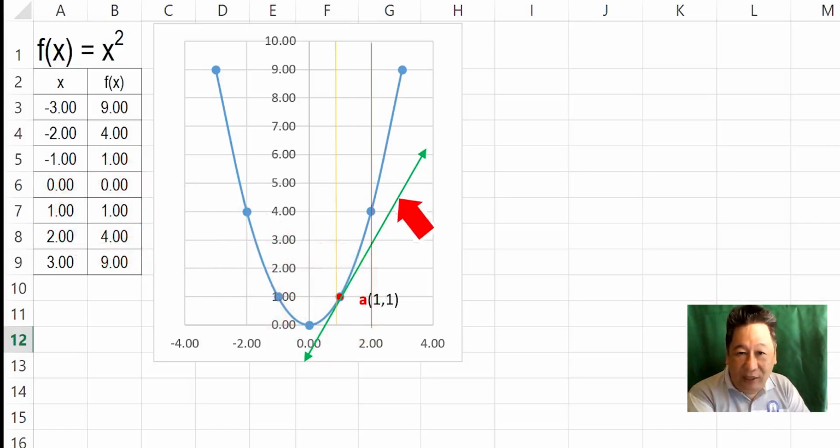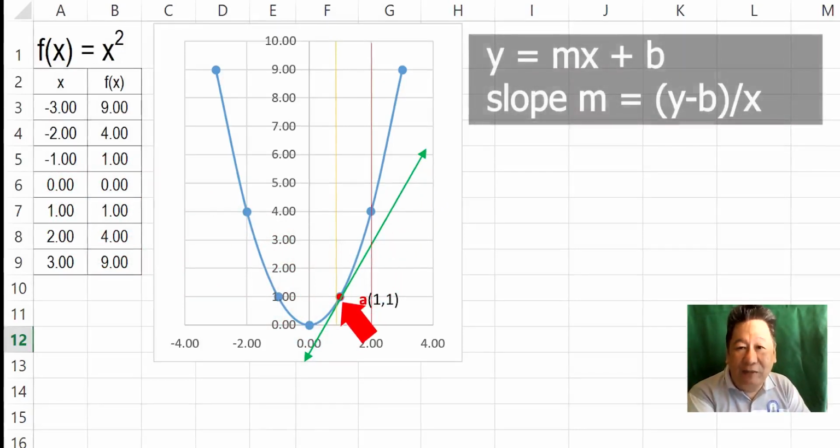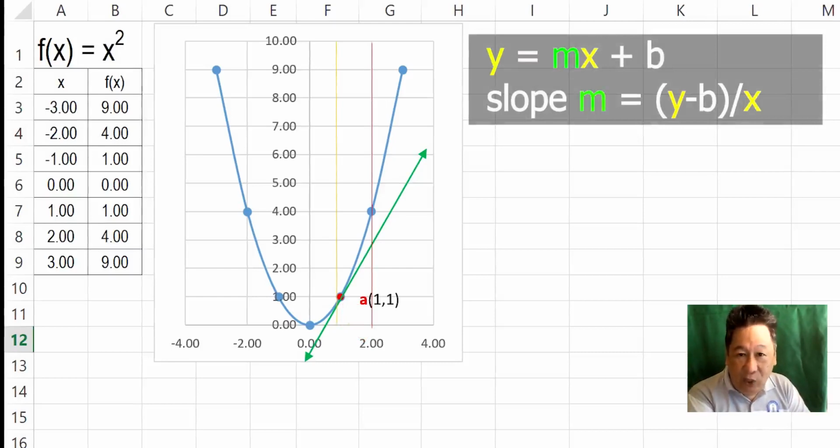What is the equation of the tangent line at point A? From algebra, we know how to compute the slope m using the slope-intercept formula y equals m times x plus b. This works if we're given 2 points, x and y, or 1 point and a slope. But we don't have that information. We know only 1 point.